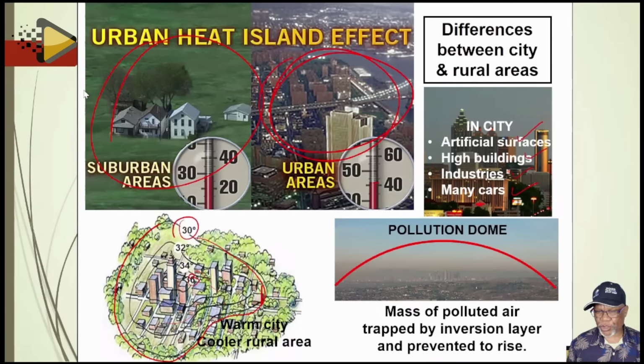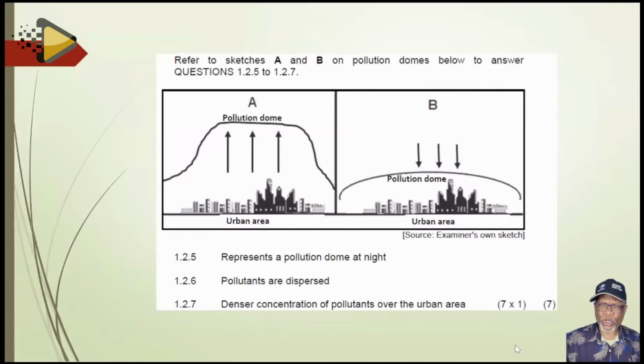You can see there's a pollution dome here, polluted air in the city, but a heat island is an urban area that is warmer than its surrounding. A pollution dome is a parcel of polluted air in or around the city. So you must know the difference between the two. So we have some activity here regarding the pollution dome.